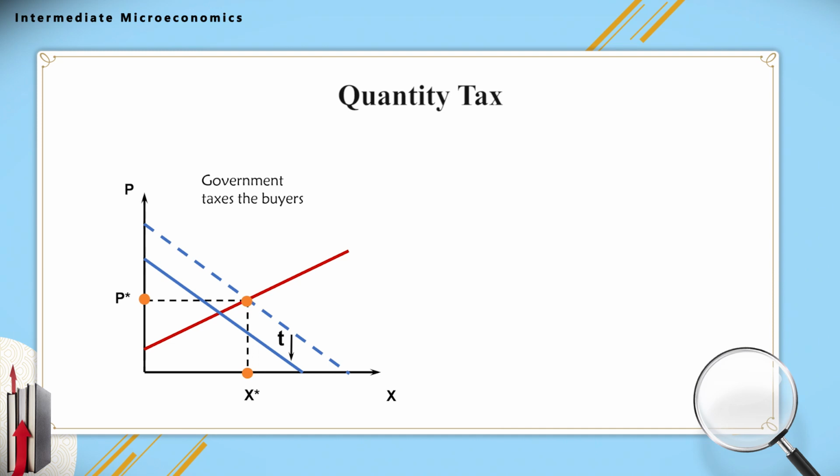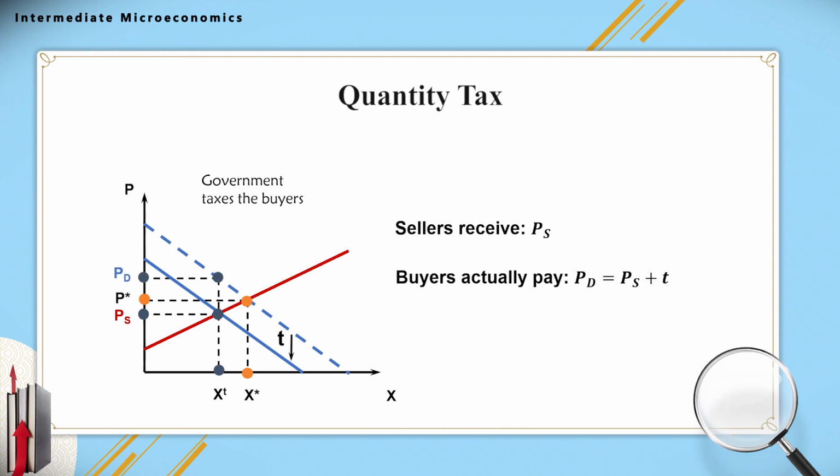The demand curve shows the buyer's willingness to pay for the commodity. So after taxation, the buyer's willingness to pay for any amount of the commodity must decrease by T, because the actual payment of the buyers is price plus T. The new equilibrium after the tax is determined by the original supply curve and the downward shifted demand curve. The new equilibrium quantity is XT, and the price received by the seller is PS, but the buyers need to pay PS and an additional T tax.